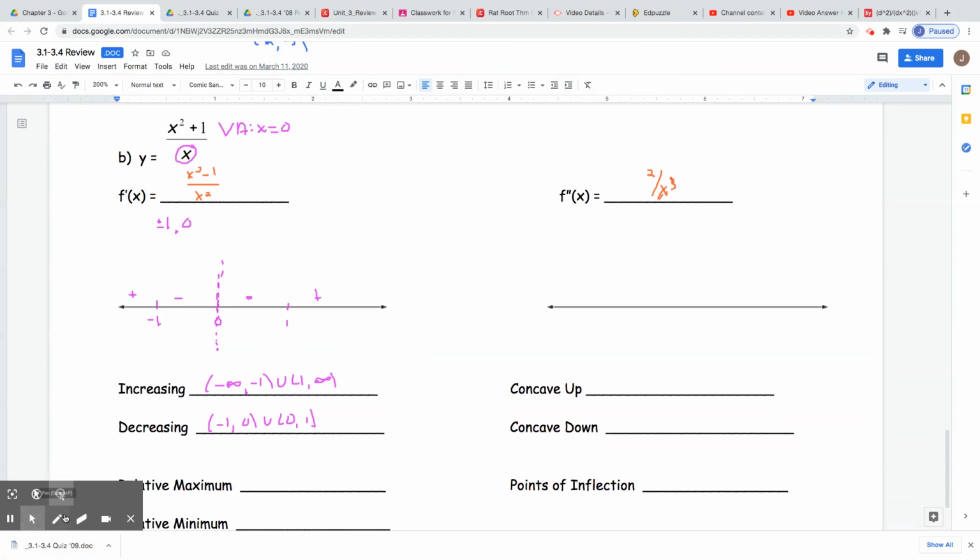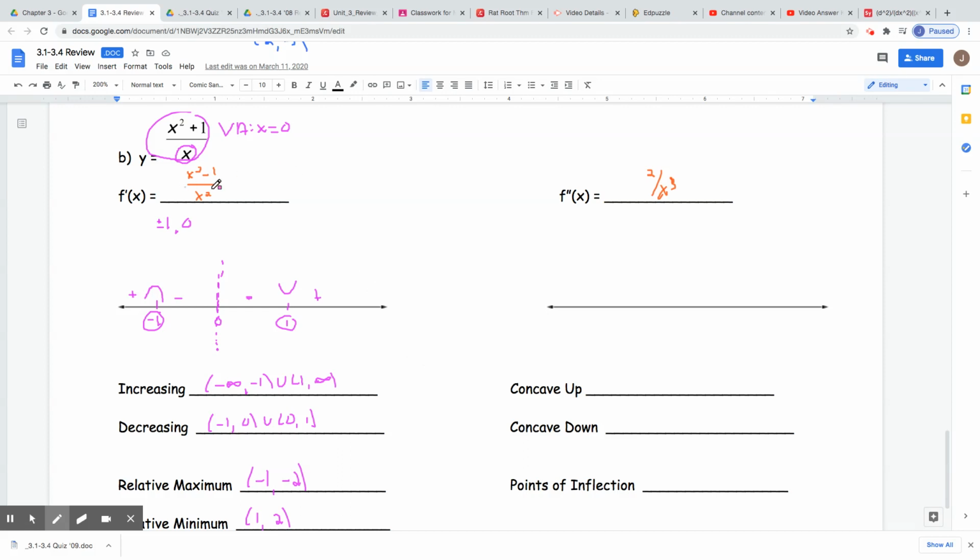Now for maxes or mins, where does it change? From plus to minus, it changes here, and from minus to plus it changes here. If it had changed in the middle, you would not list that point because there's an asymptote there. It goes from increasing to decreasing, so that is a max at negative 1. It goes from decreasing to increasing, so that's a min at 1. To get those y values, you plug back into the original. Negative 1 squared is 1, 1 plus 1 is 2, 2 over negative 1 is negative 2. When I plug in 1, 1 squared is 1, 1 plus 1 is 2, 2 over 1 is positive 2. So we have a relative max at (negative 1, negative 2) and a relative min at (1, 2).